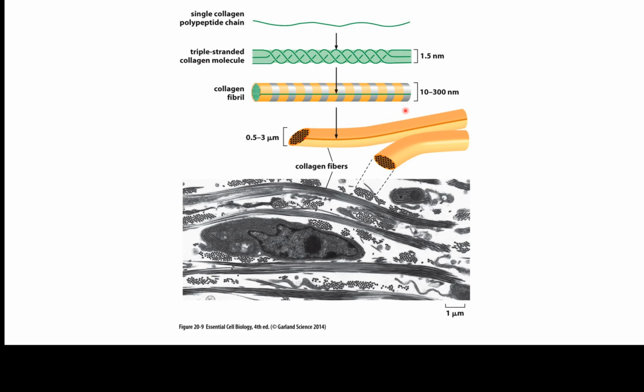So if we cut one of these fibrils in half, we can see all those individual molecules, those 3-stranded molecules. These fibrils can then combine together to form larger fibers. So each one of these little black circles is the collagen fibril. Each one of these fibrils contains many of these 3-stranded collagen molecules. So their structure is extremely important to function properly in our tissues.